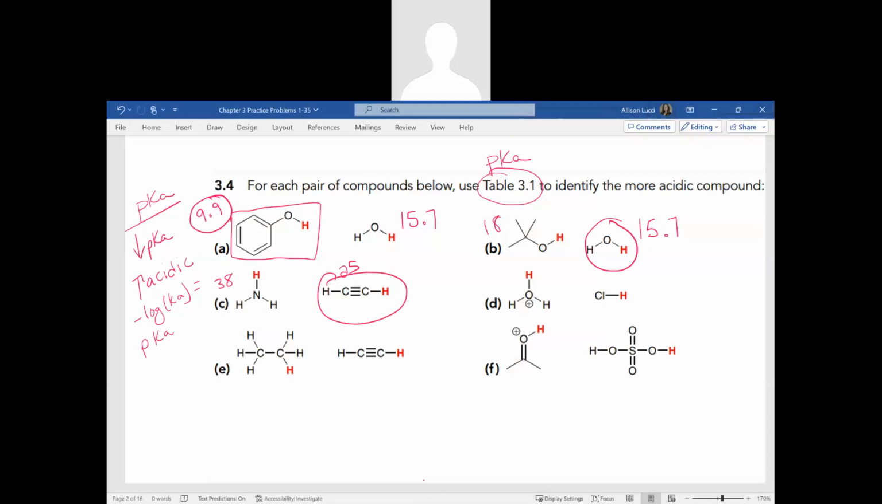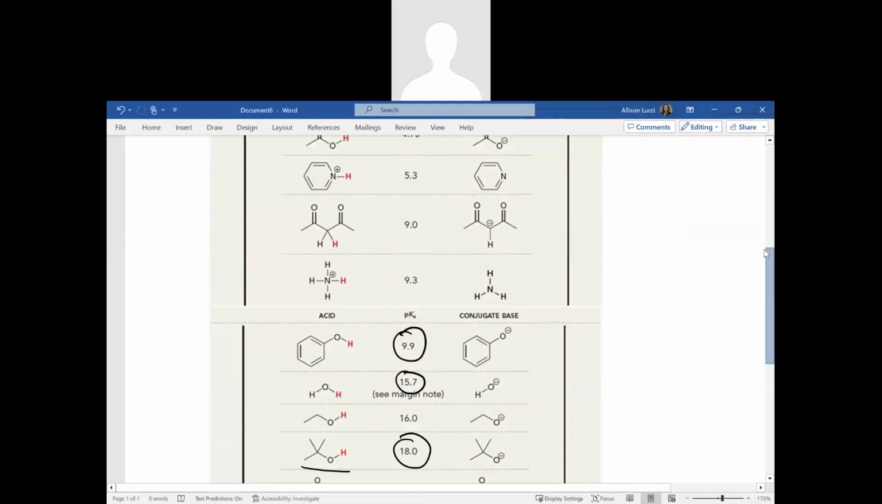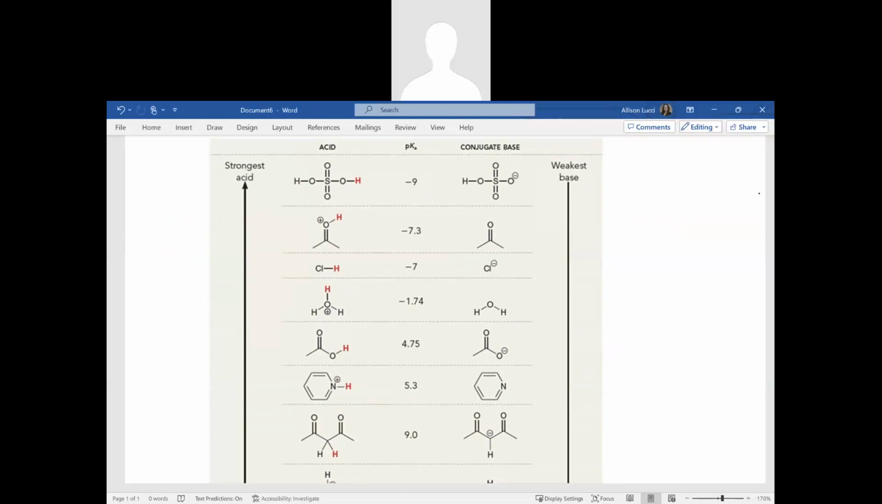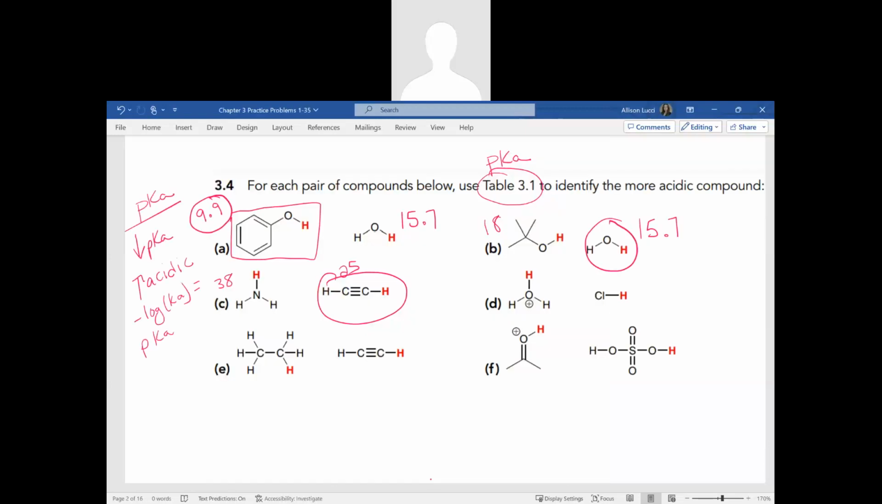Next, in set D, we have HCl and hydronium. Let's go up here. HCl is about -7. Hydronium, also pretty acidic, is -1.74. So let's put these values here. -7 definitely wins as being more negative. So HCl is much more acidic because of that lower pKa value.